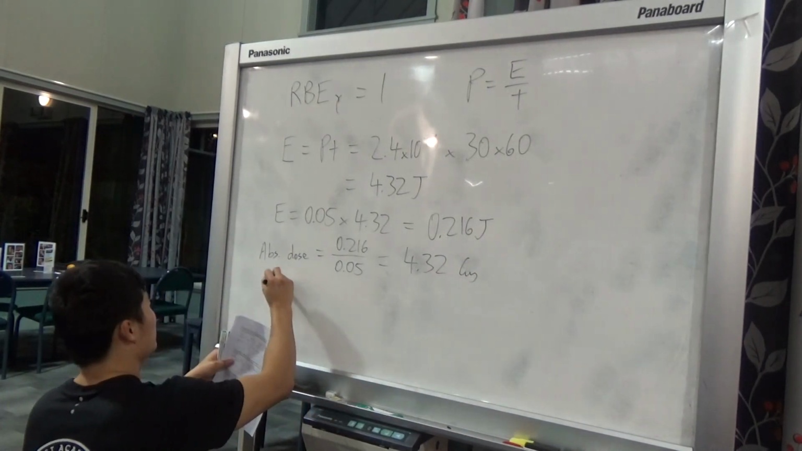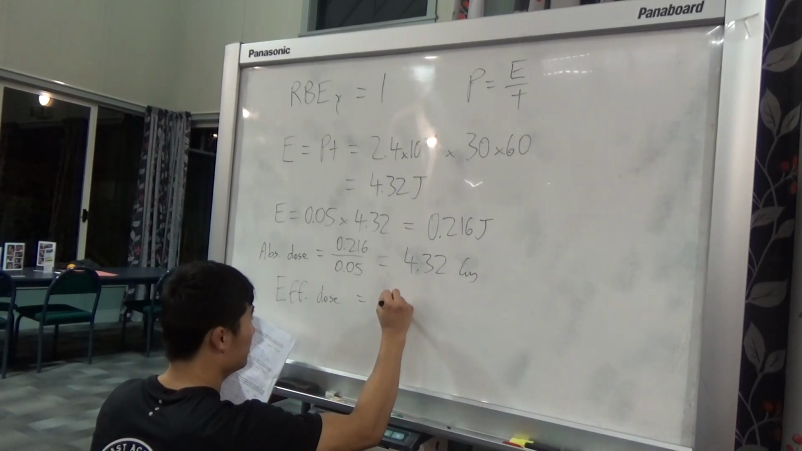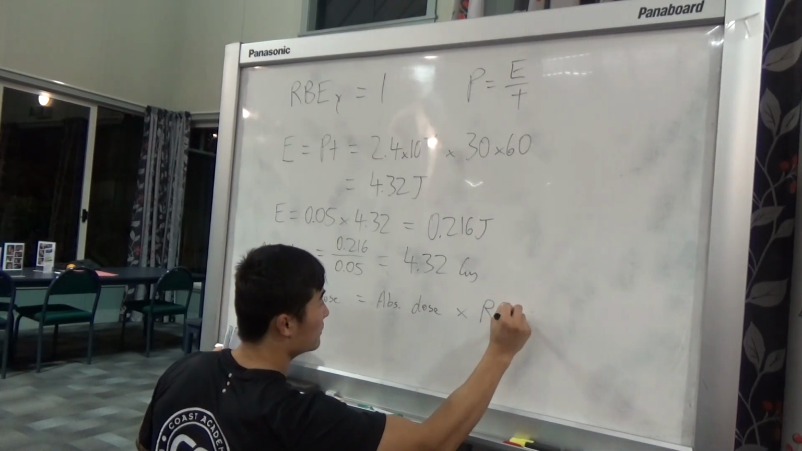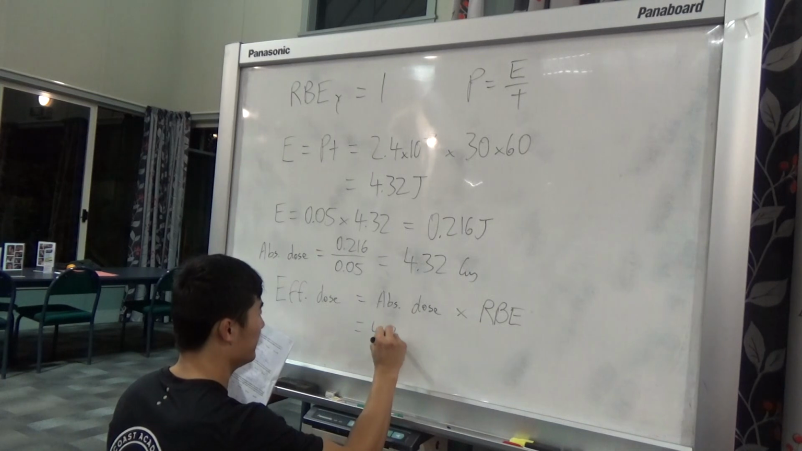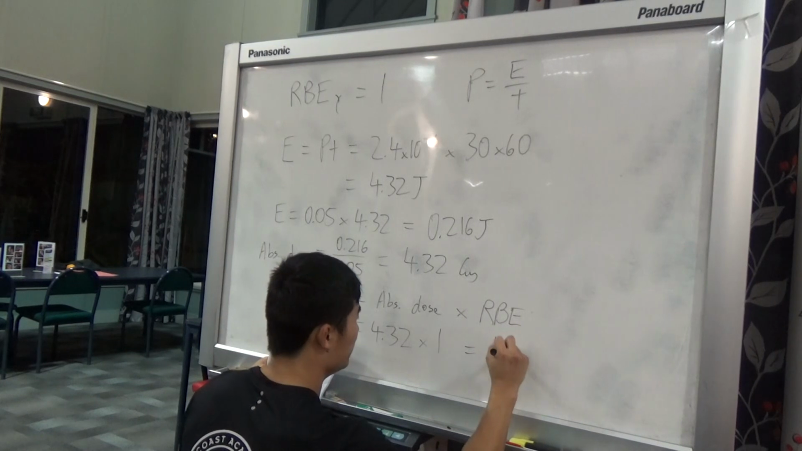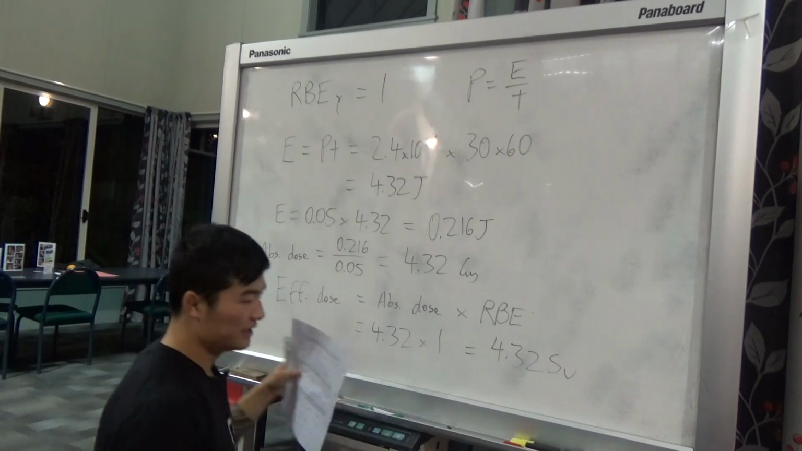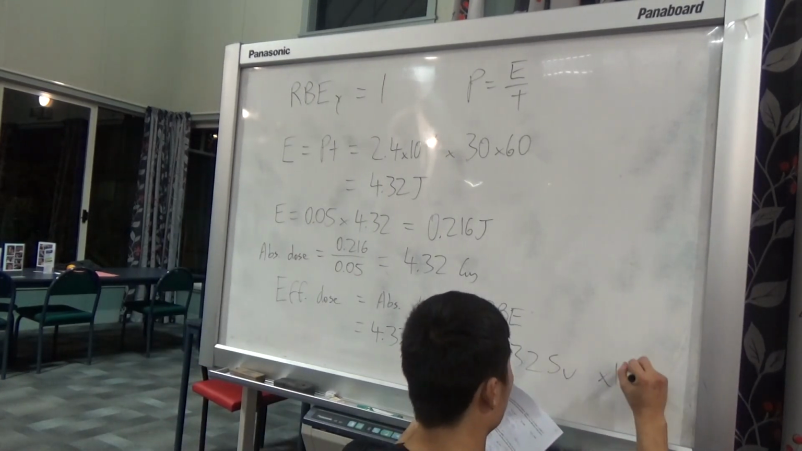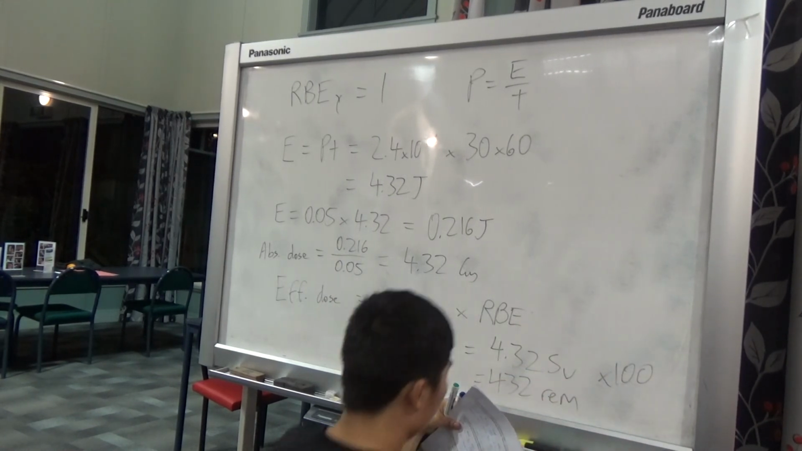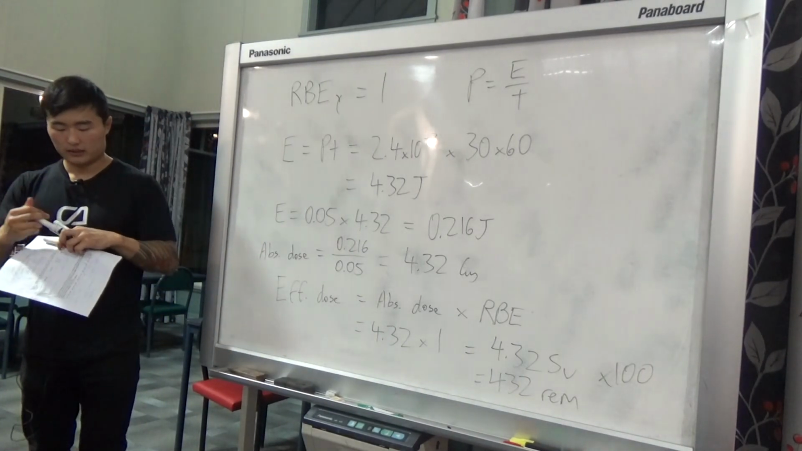And then effective dose is equal to absorbed dose times the RBE. So that's 4.32, and the RBE is just 1, so that's 4.32 sieverts. And then to turn sieverts into rem, you just times it by 100. So that's 432 rem. Okay. So that's it.